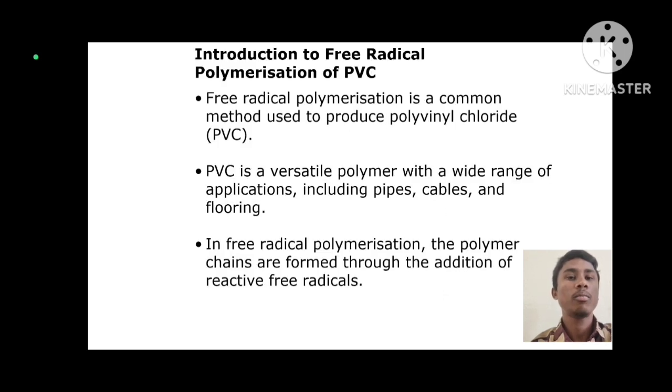Introduction to free radical polymerization of PVC. Free radical polymerization is a common method used to produce polyvinyl chloride. PVC is a versatile polymer with a wide range of applications including pipes, cables and flooring. In free radical polymerization, the polymer chains are formed through the addition of reactive free radicals.